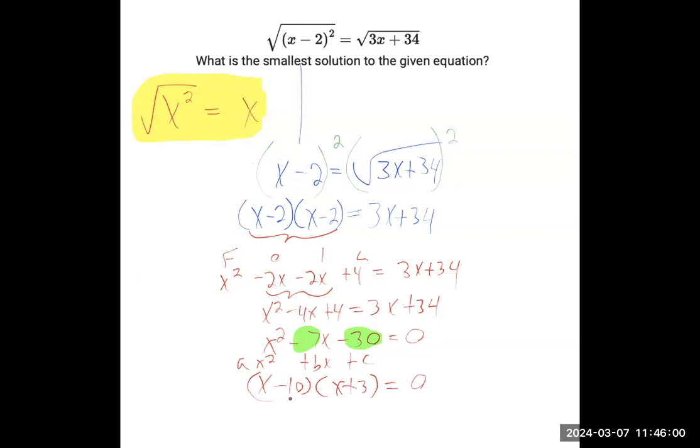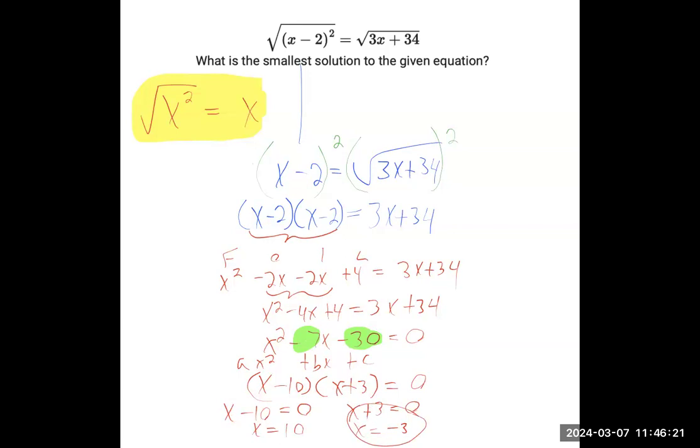And now we have the zero product rule, which says that if these two parentheses multiply to 0, that could only happen if one of them were 0. So you set both of them equal to 0. And here you add 10 to both sides. Here you take away 3 from both sides. And so it seems like the smallest solution is negative 3.